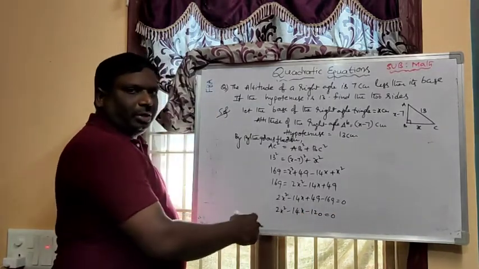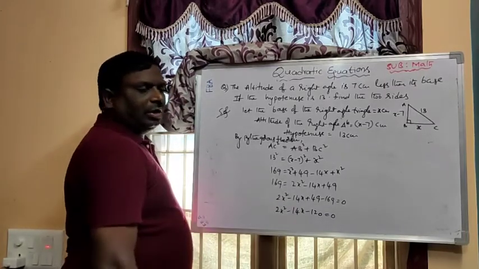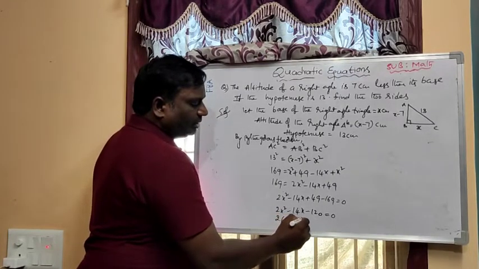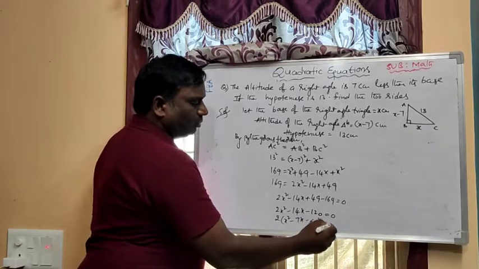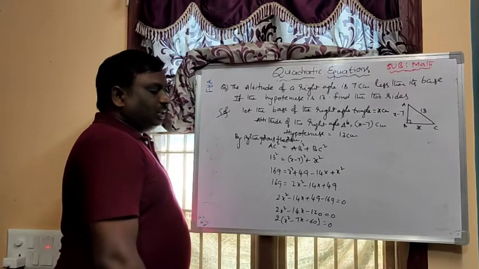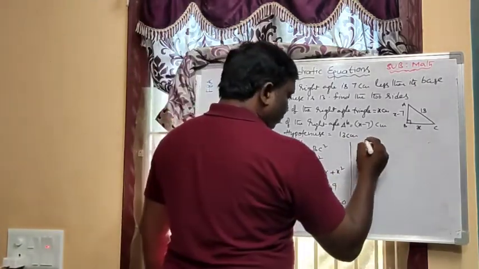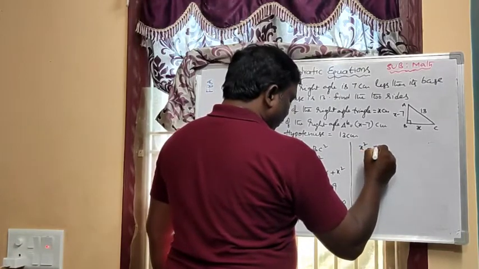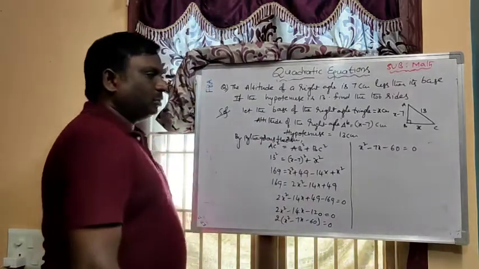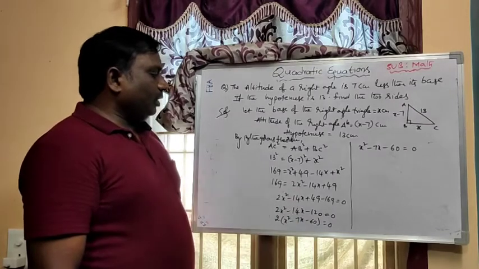Again we need to take the common factor from each and every term. What is the common factor? 2 is the common factor for each and every term. If you take 2 common, x square minus 7x minus 60 equals 0. So now the equation is x square minus 7x minus 60 equals 0.